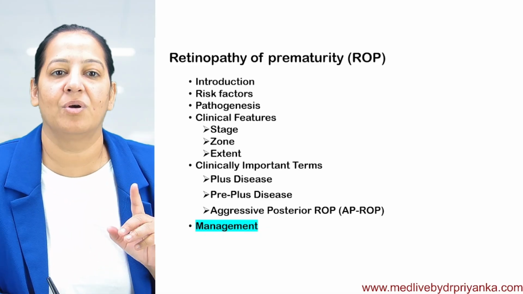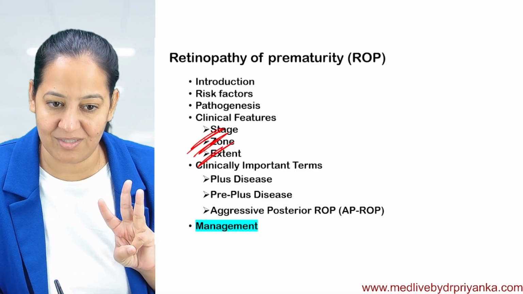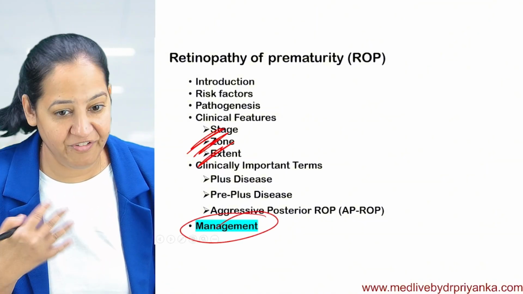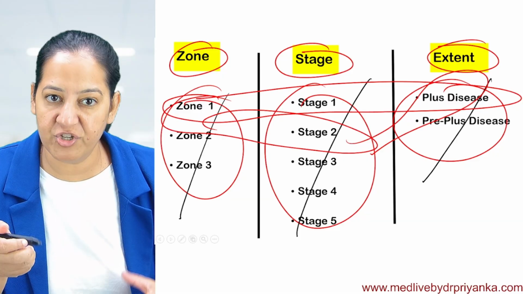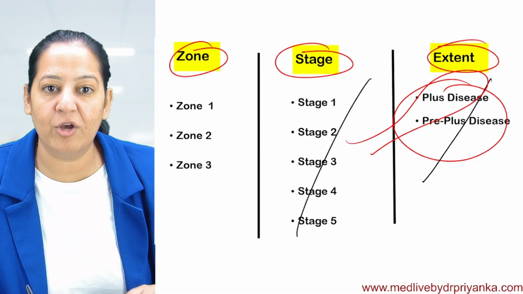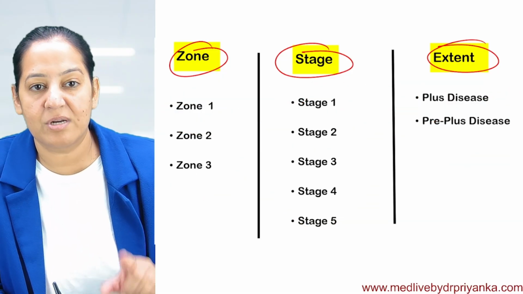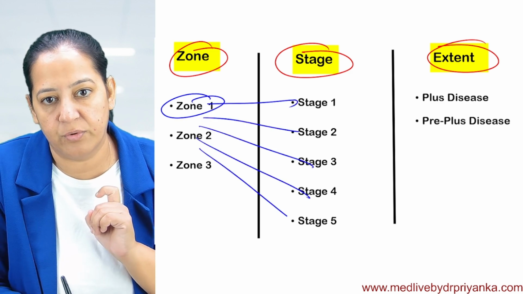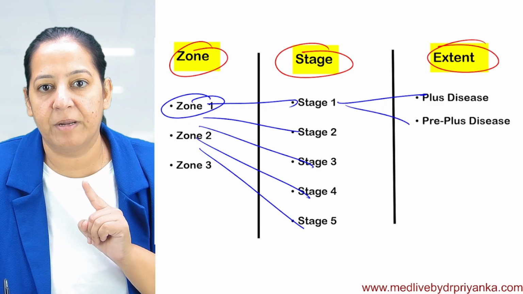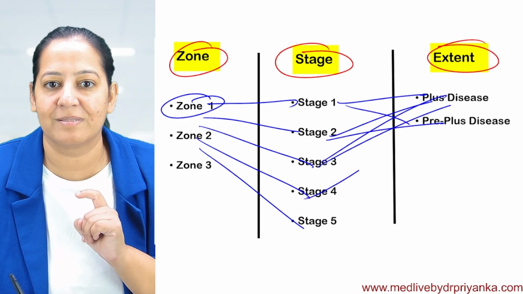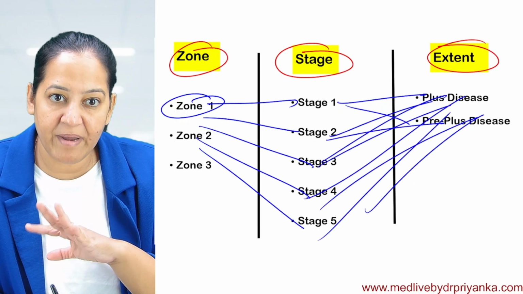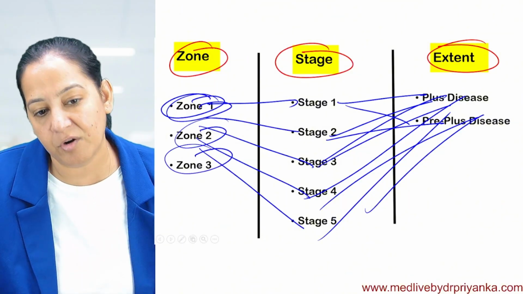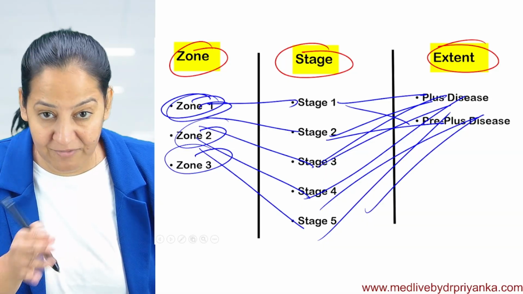Now, if you understood the stage, zone, extent, the most tricky portion of this disease is management of various combinations. For which combination you will give what management? First, you decide how many combinations you can make. You start with the zone. In zone 1, how many combinations? Zone 1, stage 2, stage 3, stage 4, stage 5. Now each of them is plus or pre-plus. How many combinations have you made for zone 1? The same with zone 2, the same with zone 3. There are multiple combinations. So what is the management for each combination?